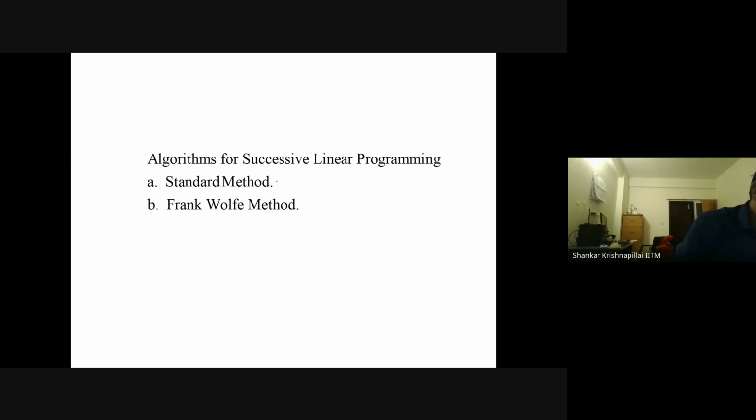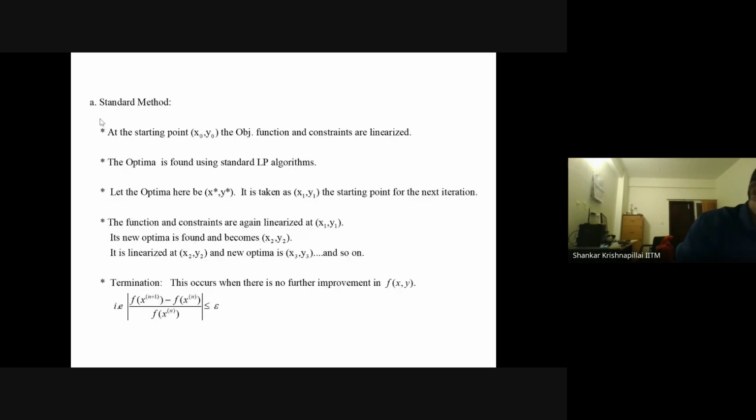Two methods: the standard method, which is easy, and the Frank-Wolfe method, which is more difficult but accurate. In the standard method, at the starting point x naught, y naught, the objective function and constraints are linearized. The optimum is found using standard linear programming methods. Let the optimum be x star, y star. This is taken as x1, y1.